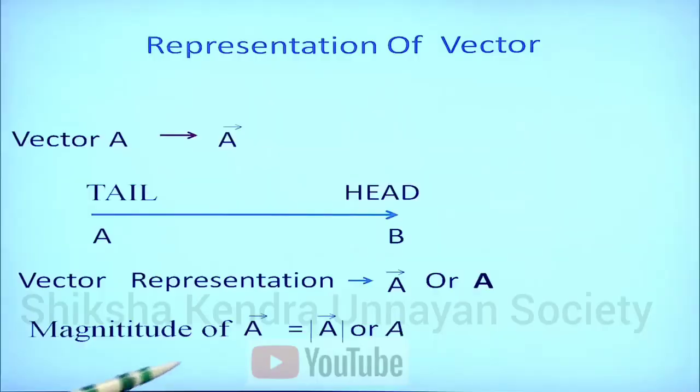When we are representing a vector, because a vector quantity has both magnitude and direction, we represent the magnitude part of vector A as modulus of A or simply A, which we write in italics. Now, we will learn about equal vectors.